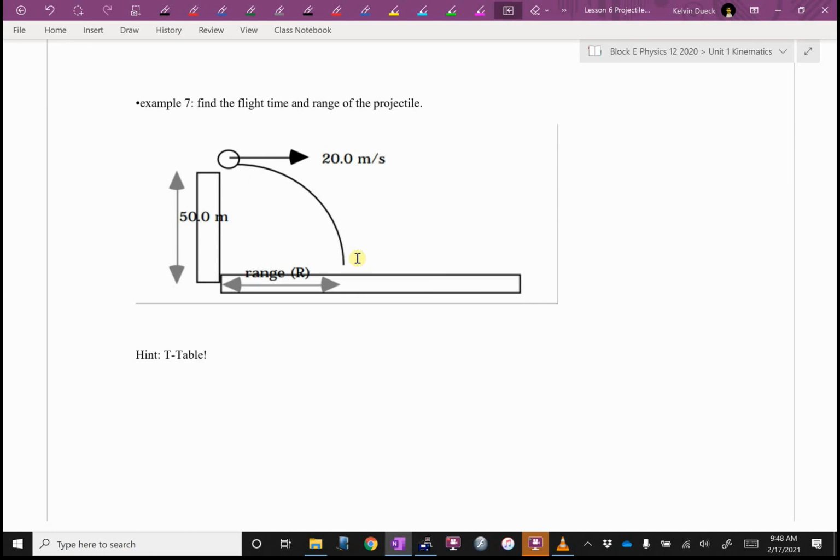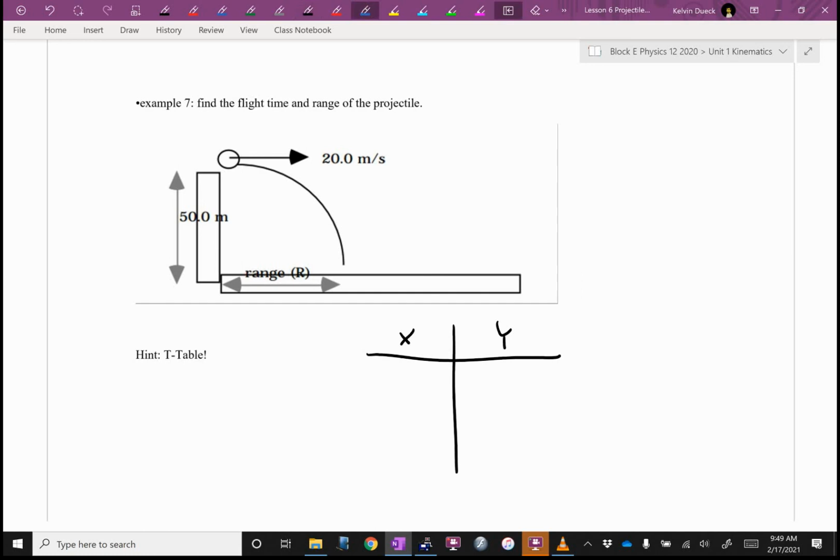What direction? Horizontal. In the same way that for forces, a free body diagram was your go-to, in the same way that tip to tail is your go-to for vectors, if you give me a projectile question, I'm going to use a T-table. Here's what I mean by a T-table. It's a table that looks like the letter T. On the left side, I label that horizontal. On the right side, I label that vertical, X and Y.